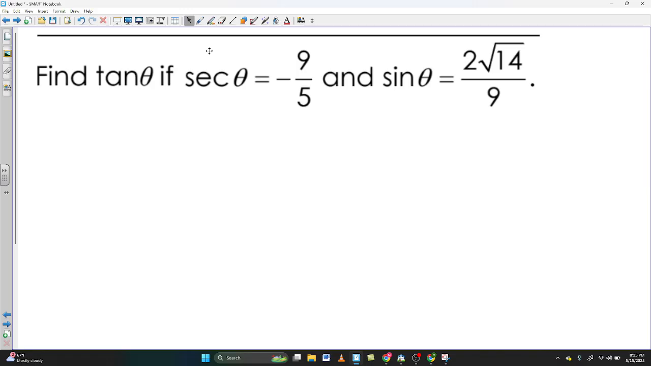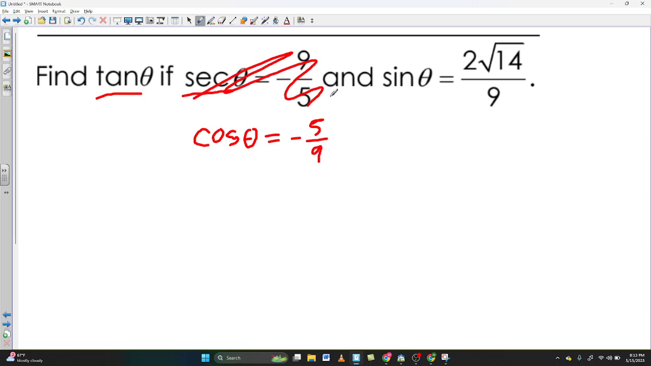All right, so we get this problem. Find tangent if secant is this and sine is this. So I see that I have tangent. This is a reciprocal, so I'm immediately going to change this to cosine of theta equals -5/9, right? Okay. We now know that this actually isn't so bad. We know that tangent of theta is going to be sine over cosine.